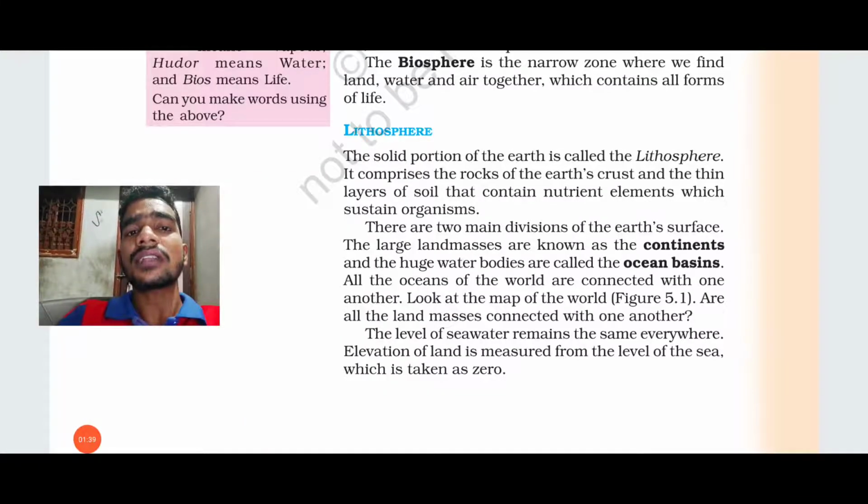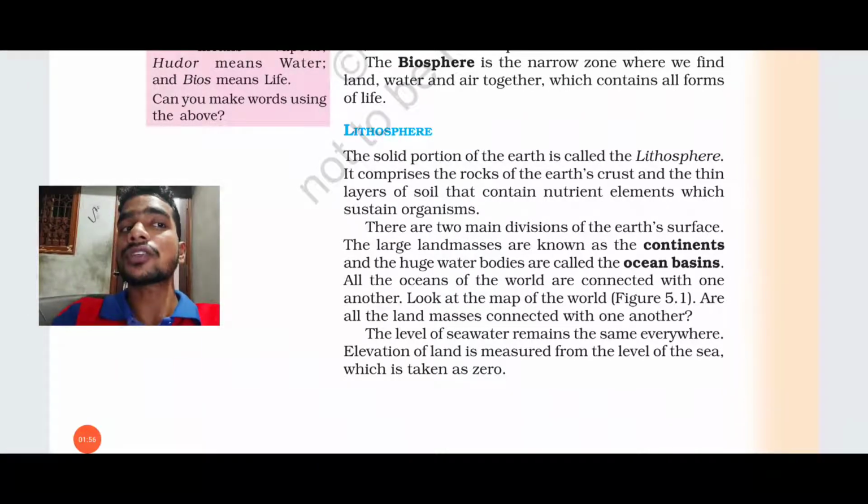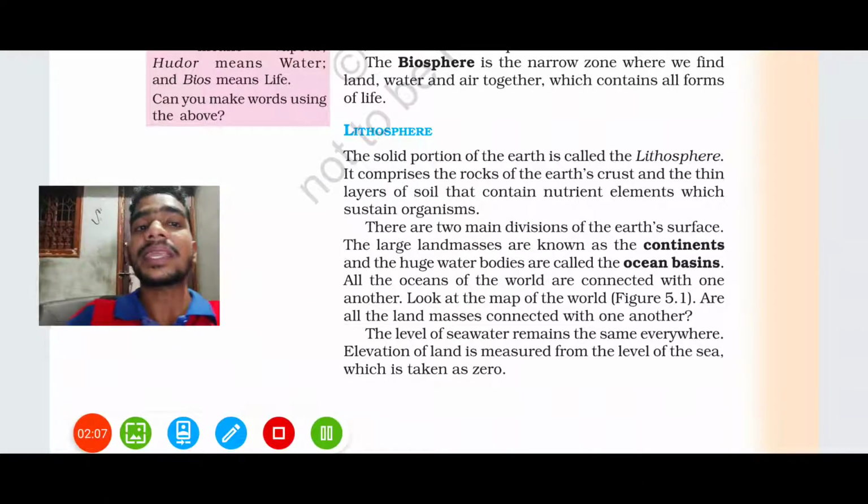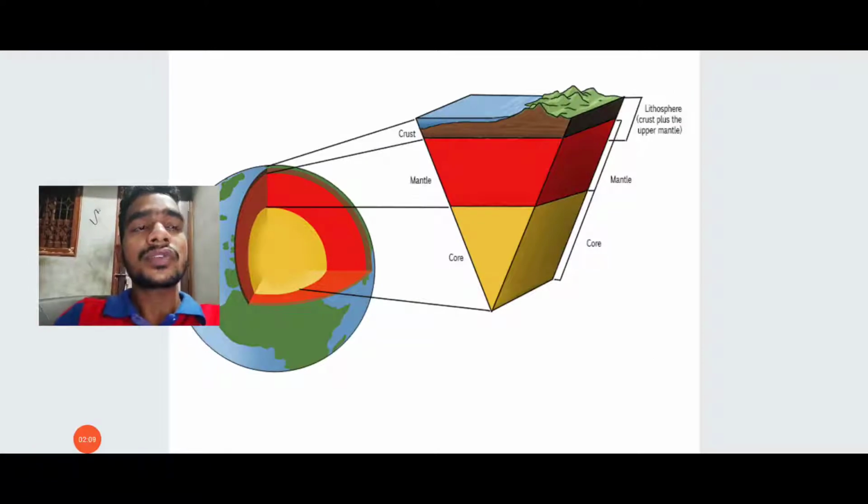So we'll start with the lithosphere. As we have discussed, the lithosphere is the solid portion of the earth. It comprises rocks of the earth's crust and thin layers of soil that also contain nutrient elements which sustain organisms. There are two main divisions of the earth's surface: the larger land masses and the huge water bodies. The larger land masses are known as the continents and the huge water bodies are known as the ocean basins. You can visualize this picture.